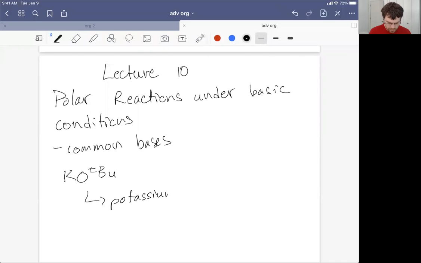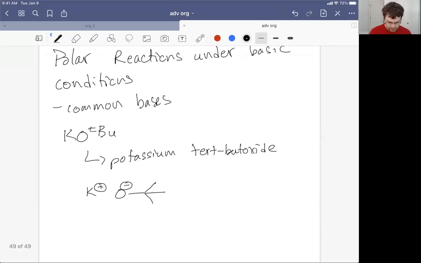In organic chemistry 1, we labeled this as an E2 base. The way this works is we have a potassium cation countering an oxygen anion that's attached to a tert-butyl group. The tert-butyl group is this thing that sort of looks like a chicken foot. We label that tBu. There's a few ways to write tBu. I think we went over that in the first lecture of the course.